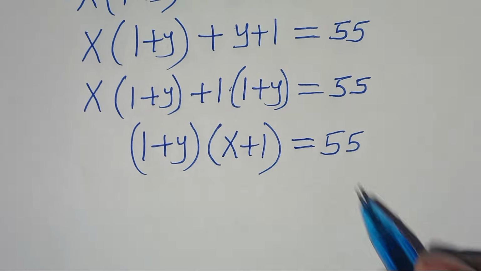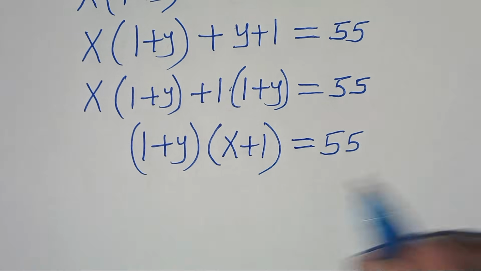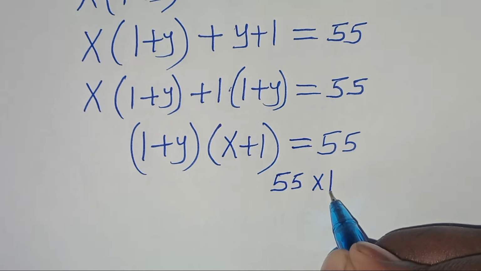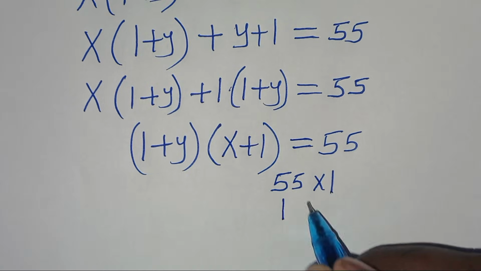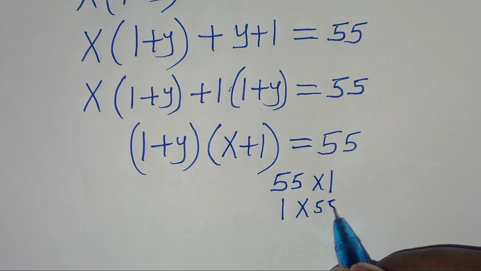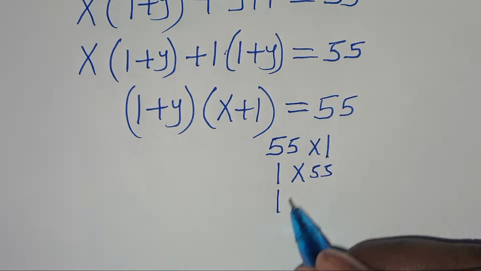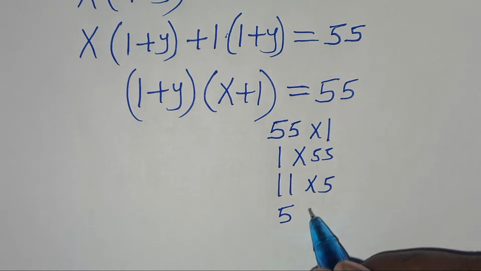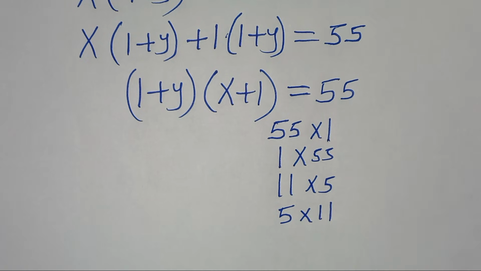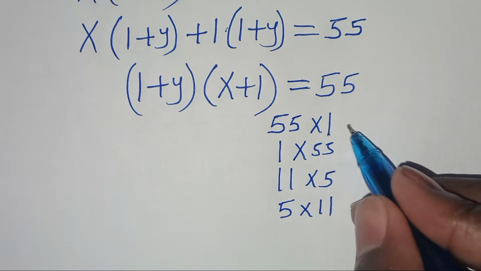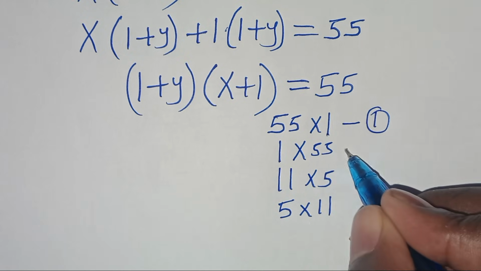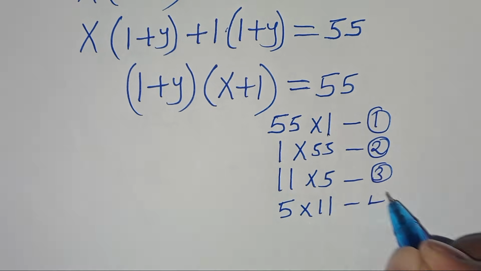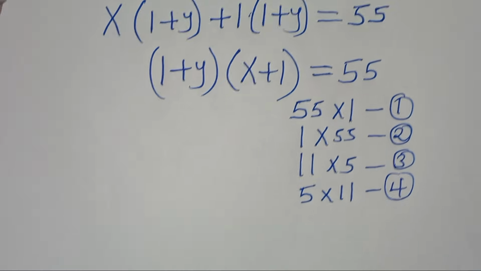The next step is to determine the factors of 55, where we have 55 multiplied by 1, then 1 multiplied by 55, then 11 multiplied by 5, then 5 multiplied by 11. So let's call these case 1, case 2, case 3, and case 4. Now let's start with case 1 here.